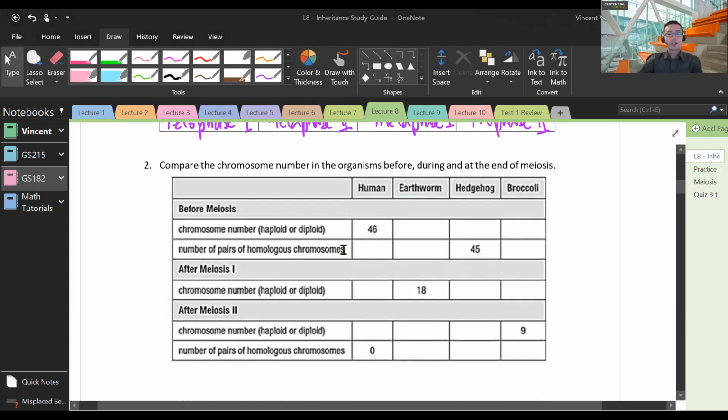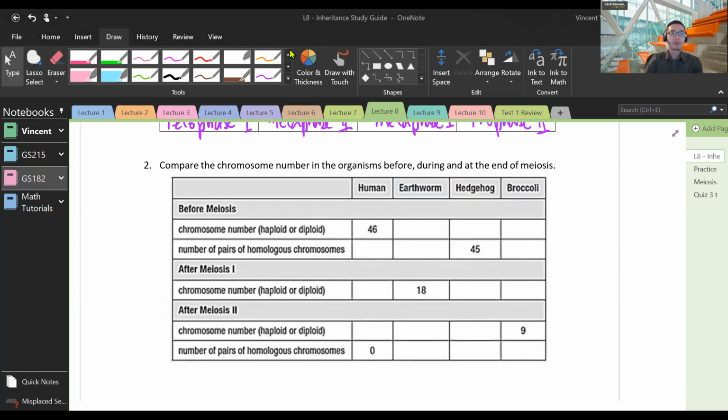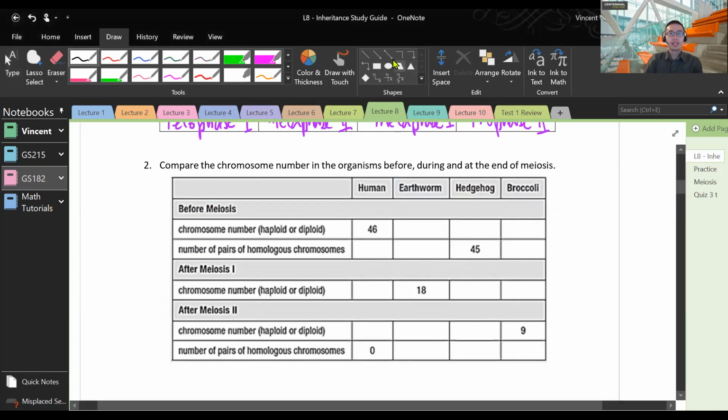Next one, we have a chart here. It's really quite simple. And let's just do it in a generic sense, and hopefully it will make sense. We have, starting with a diploid cell. Okay, remember, I should put a note here. Only diploid.